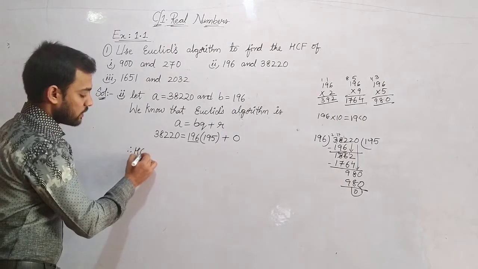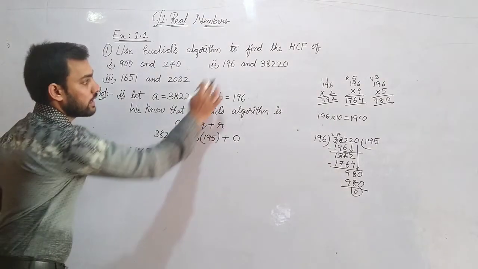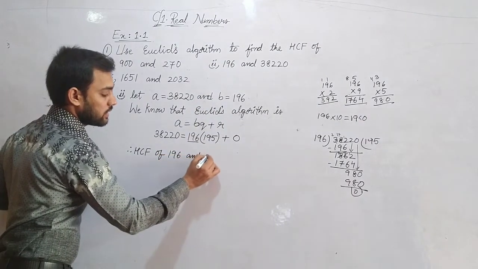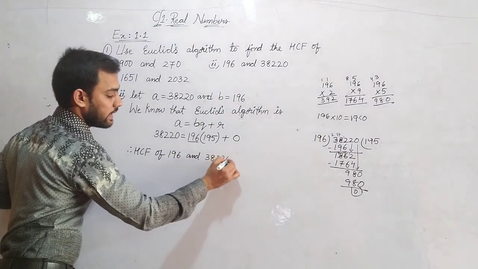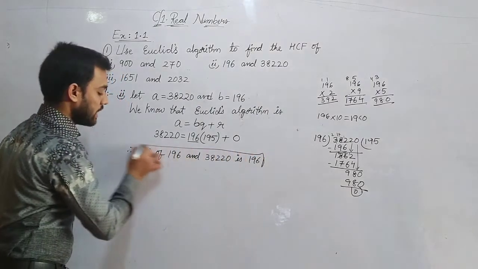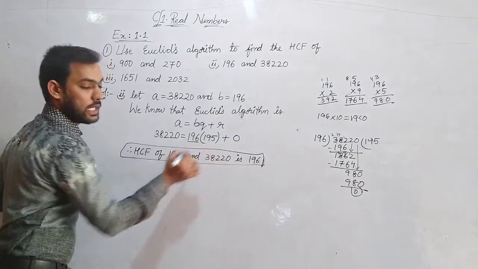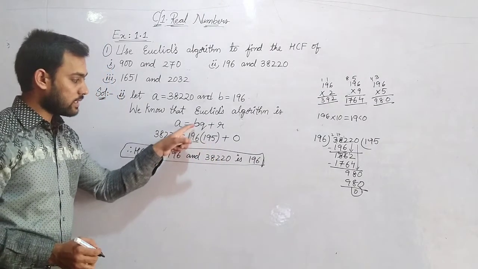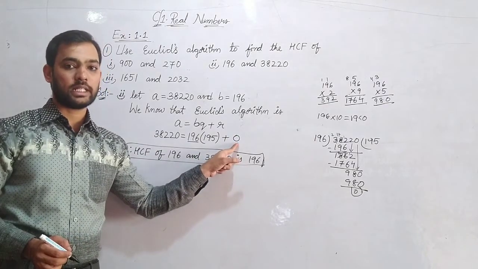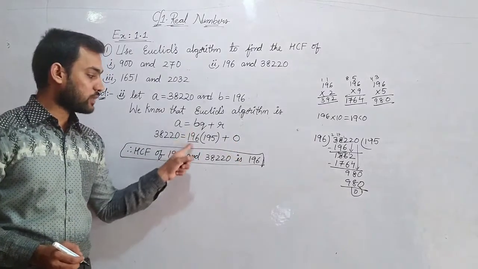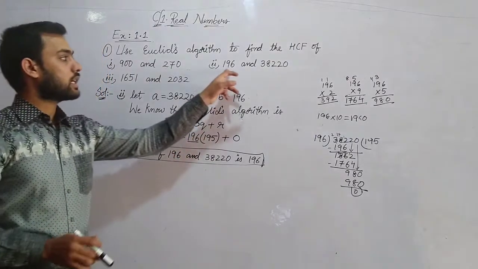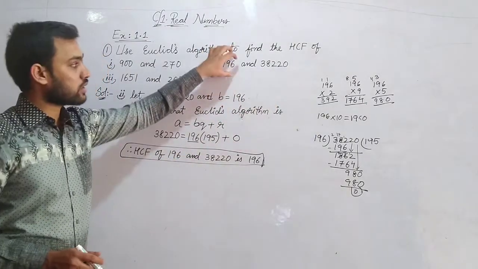Therefore, we have to write HCF of these two numbers 196 and 38,220 is 196. In a hurry, don't make the mistake of taking 195 as the answer. Always take the B value as your HCF at the step where you get the remainder as 0. That B value should be the HCF. Okay?